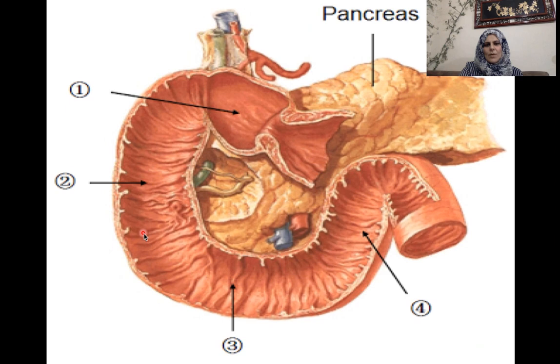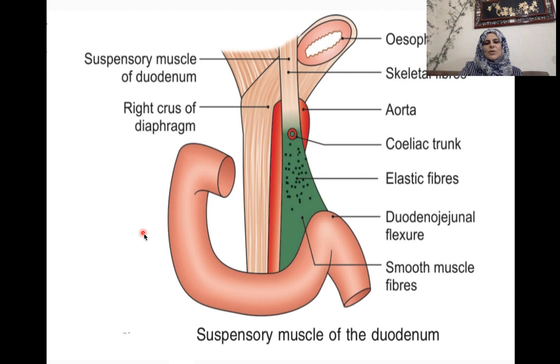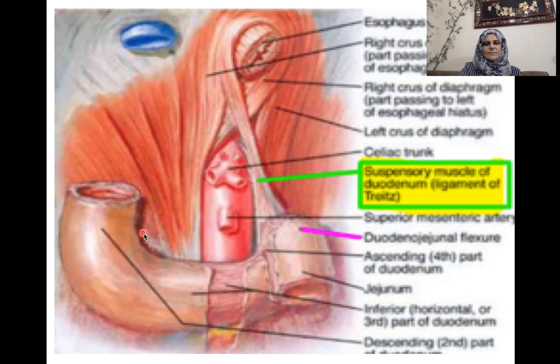This is a description about the suspensory muscle of the duodenum. This is the ligament of Treitz and how it is responsible for the duodenojejunal flexure. Okay, this is also shaded so that we can clarify it for you.